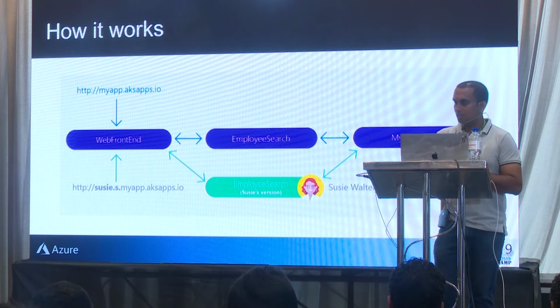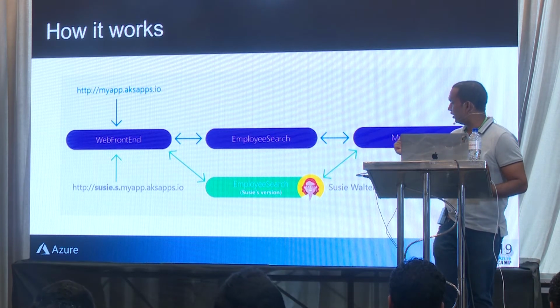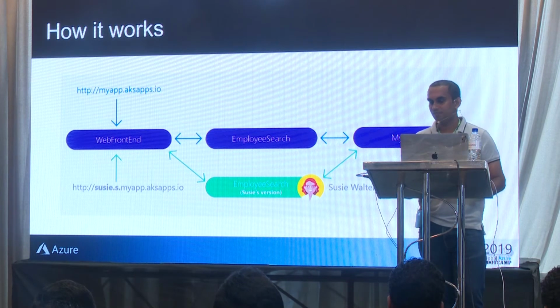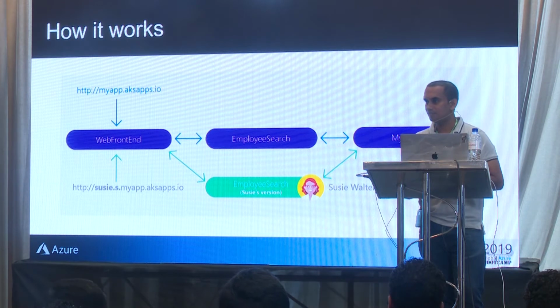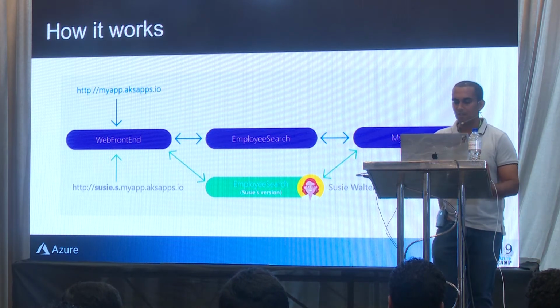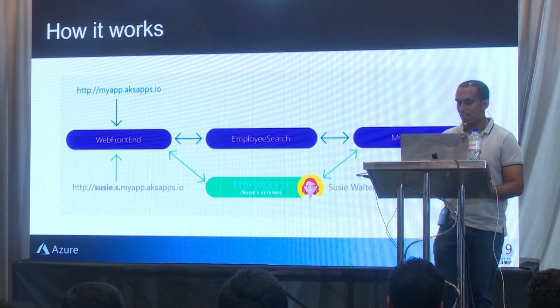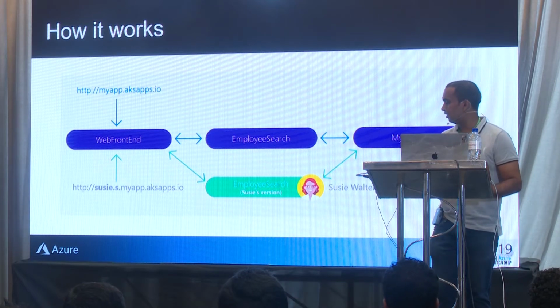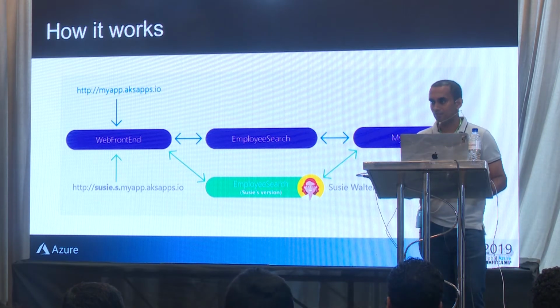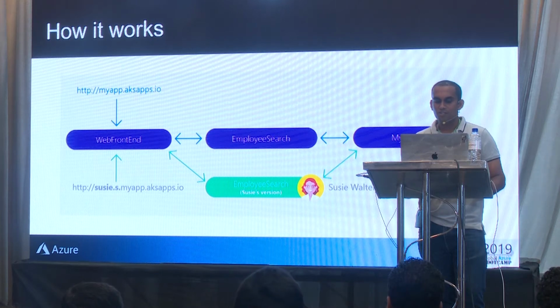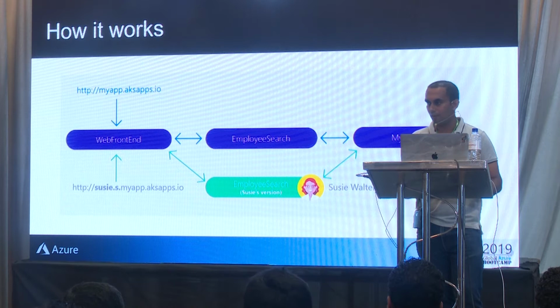And what Susie does is, Susie comes in and she needs to change only the employee search. So she creates her own space, right? That's coming in as susie.s.myapps, whatever the other URL. So when she is working on the employee search, she will of course be accessing the web front end.